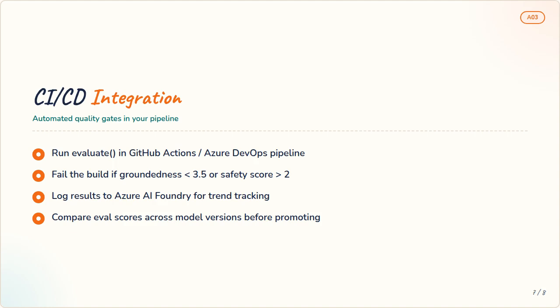Set threshold gates. For example, fail the build if groundedness drops below 3.5 or any safety category exceeds severity 2. Log all results to Azure AI Foundry to track quality over time.